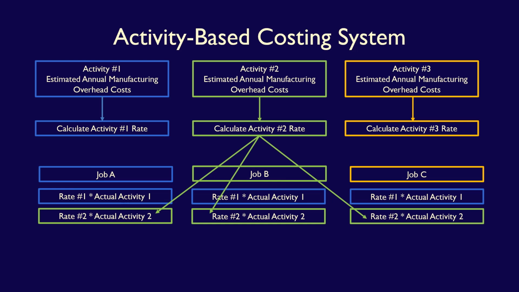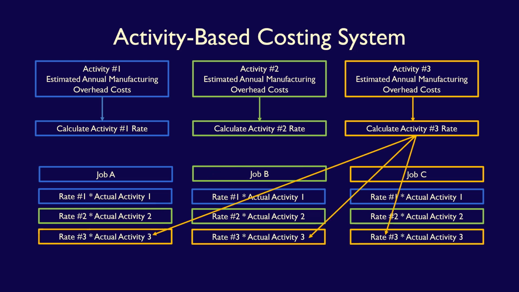Then we do the same for activity 2. To allocate overhead to each job, we take the rate for activity 2 and multiply it by the actual activity consumed by each job for activity 2. Activity 2's rate will be multiplied by the actual cost driver for job A, then the actual cost driver for job B, and the actual cost driver for job C. This total will again be added to the cost of each job, recognizing the cost of using activity 2 by each job. And we'll do this all over again for activity 3.